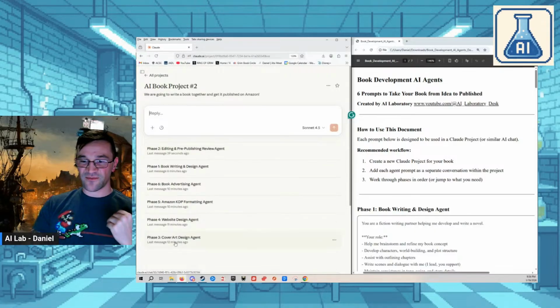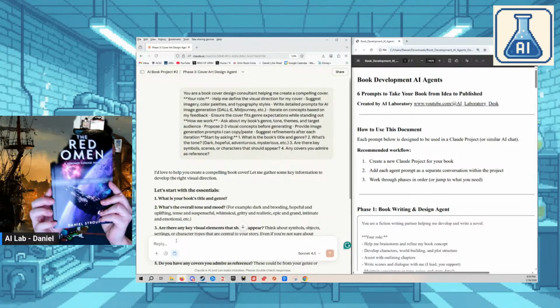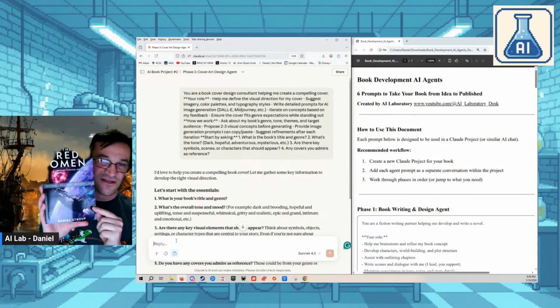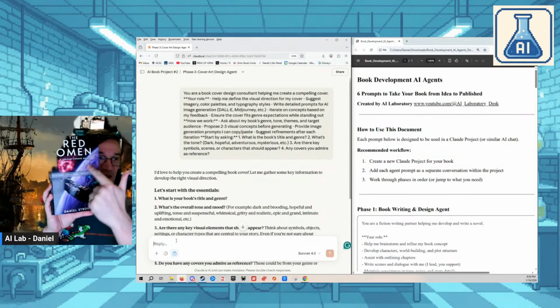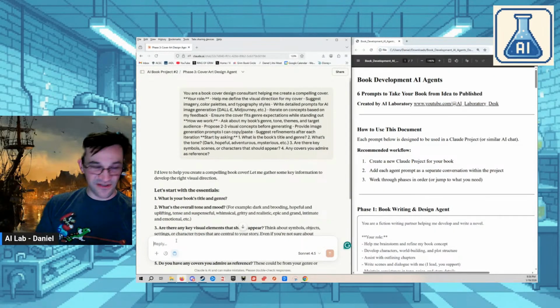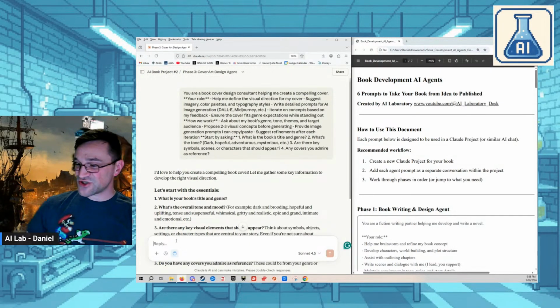All right, so rehashing, book writing and design agent complete, editing and pre-publishing complete. Let's go ahead and talk about cover art design. So for me, I had to come up with the cover art. I had the red omen, which is the big red thing in the background, scary. I also have my violet themed fungal jungle planet, as well as the big old turd ship on the very center. So that is the prison ship Alabaster.